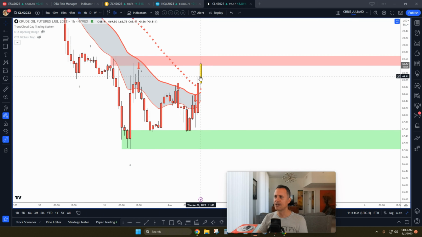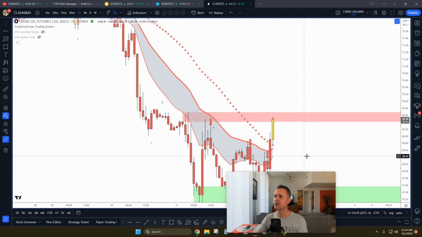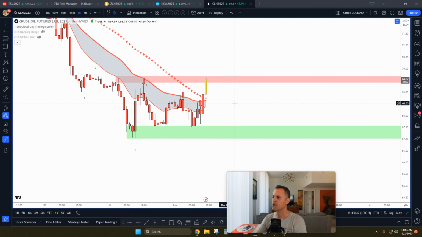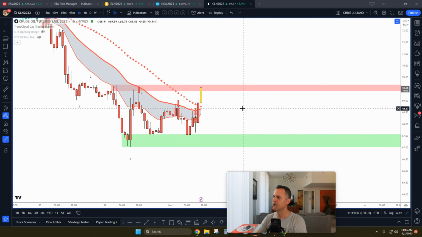So the Trend Cloud day trading system, which I'm still working on the course for you guys. This is going to be sold as a separate system, but it's super powerful. Look at the moves that this thing is producing. It's been fantastic. So we are breaking out to the upside. Very nice. I'm loving it. What are we going to look for as far as demand zones go?